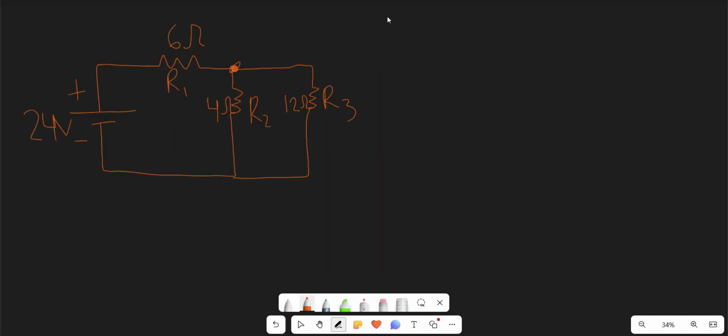Okay, so here's another example of a combination circuit, which we'll be using Kirchhoff's law to solve. So how do you think we should get started from what we already have? Well, let's start by identifying what we do have so far, which are 3 resistors and a 24-volt battery source. And you'll notice that these 2 resistors here, R2 and R3, are in parallel with each other.